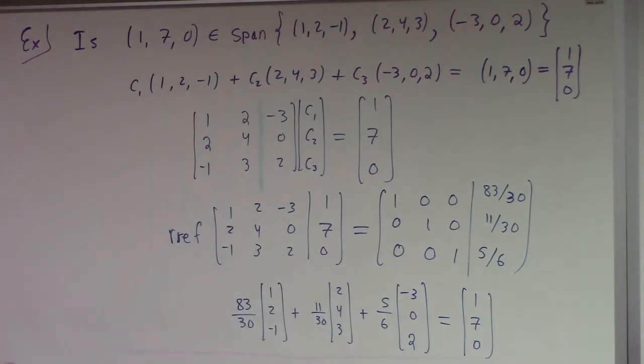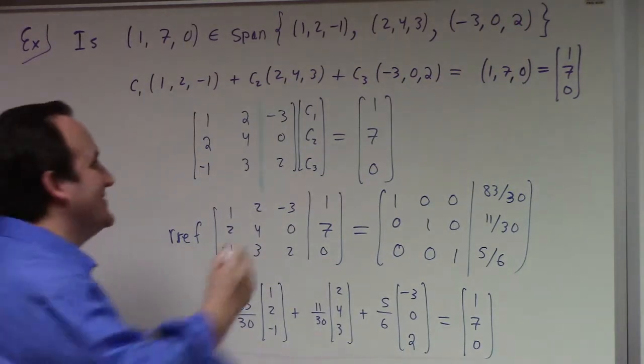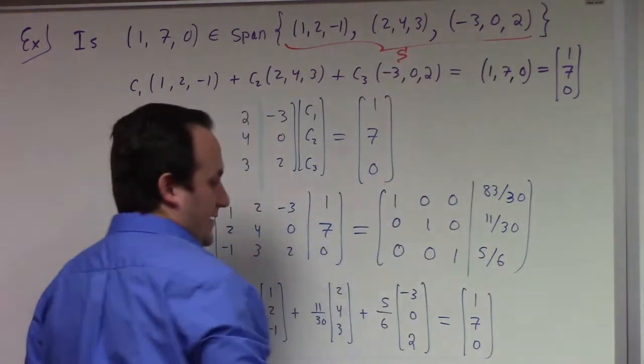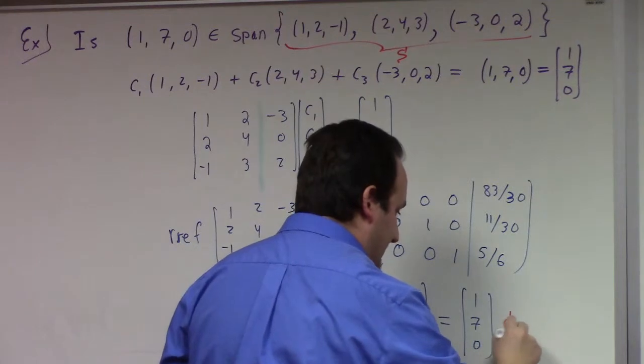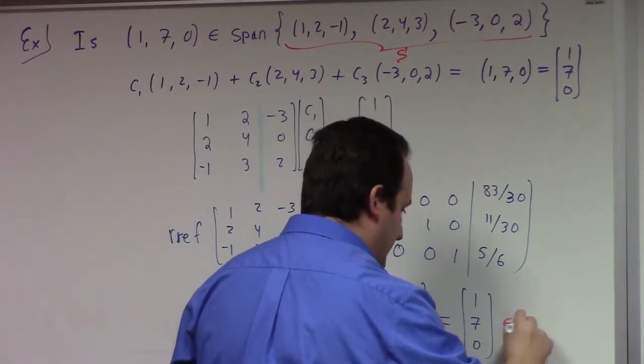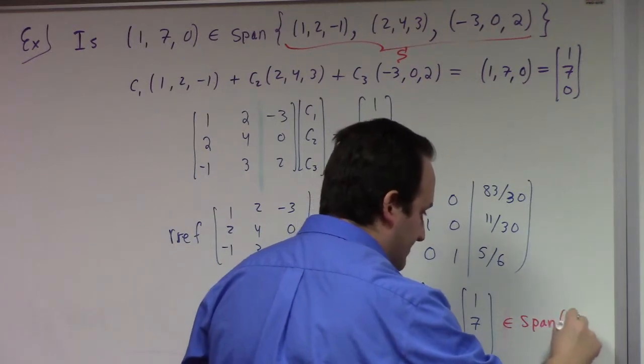Me being tired of writing all three of those vectors at once, I give them a name. Let's call this set S, all right? And you can conclude that this is, in fact, yes, an element of the span of S.